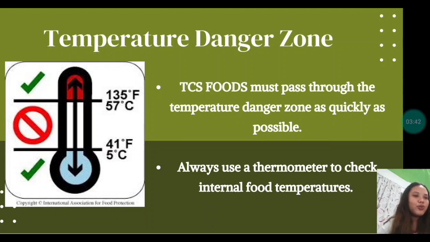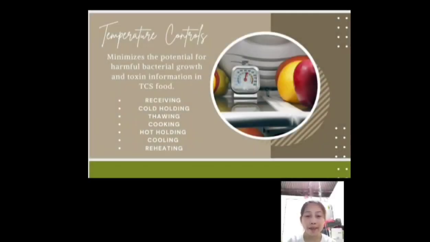Let's proceed to the temperature controls. Good day everyone, my name is Yvette Marie Gulbin, your next reporter for today's video. So, from the previous discussion, they talked about the definition of time or temperature control for safety, the examples of TCS food, and the temperature danger zone. So, for my part, I'm going to discuss the types of temperature control.